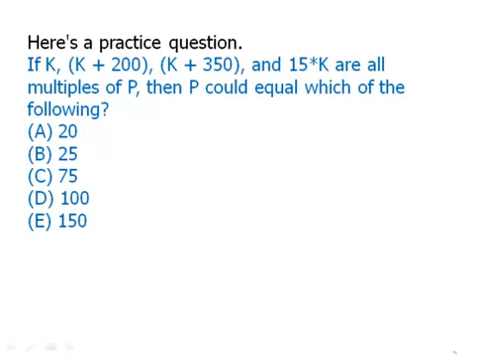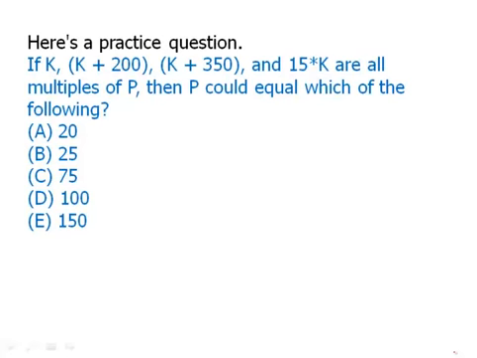Here's a practice question. I recommend pausing the video and working on this question now. Okay, let's talk about this. K, K plus 200, K plus 350, and 15K are all multiples of P. Then P could be which of the following?